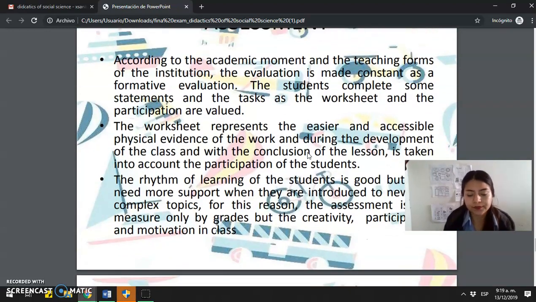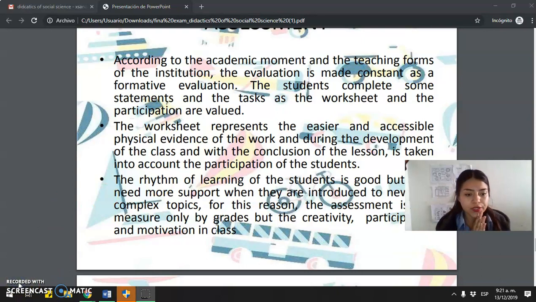The assessment. According to the academic moment and the teaching forms of the institution, the evaluation is made constant, as formative evaluation. The students complete some statements, and the task, the worksheet and the participation are valued. The worksheet represents the easier and accessible physical evidence of the work, and during the development of the class and with the conclusion of the lesson the participation of the students is taken into account.